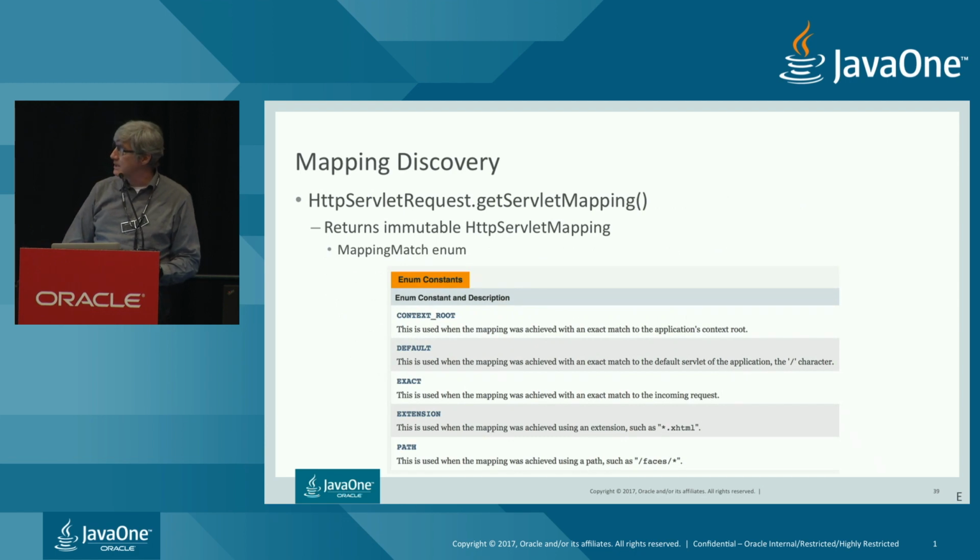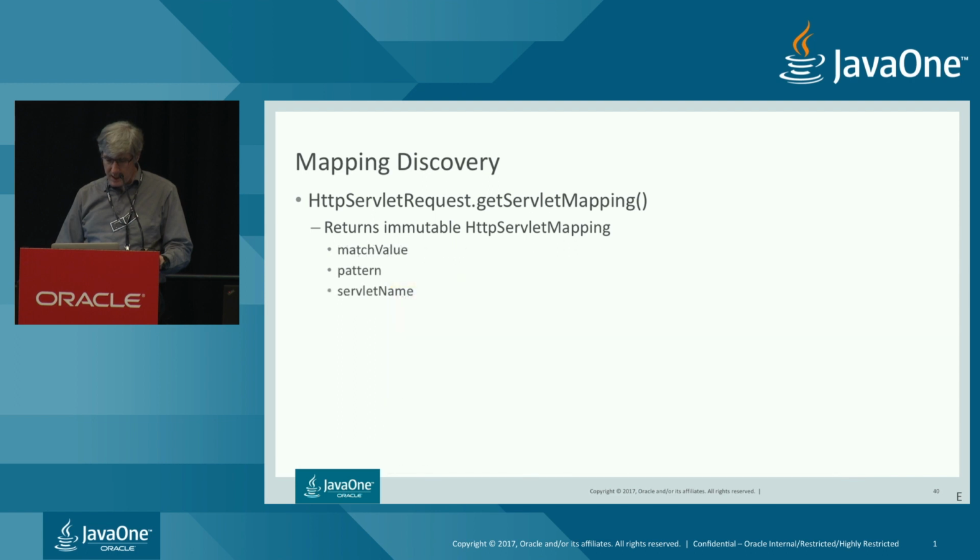When you ask the request, give me the servlet mapping, it'll return this immutable servlet mapping. It has an enum property, which will tell you what kind of mapping it was: context root, exact, extension, and such. Then it has some other JavaBeans properties: the match value, what was the pattern that was actually matched, and the name of the servlet that was invoked. And if you have multiple servlets being called and you happen to call this, the name one will be the current one, the one that's currently executing.